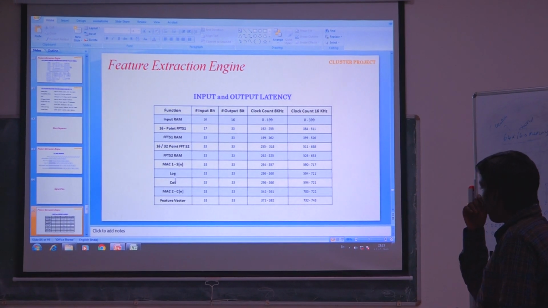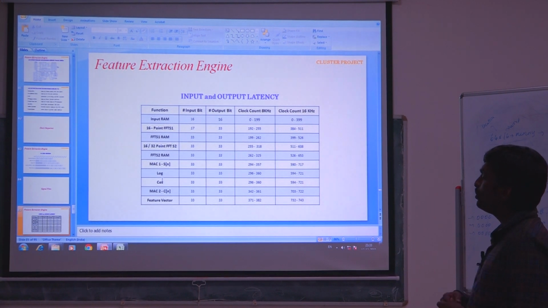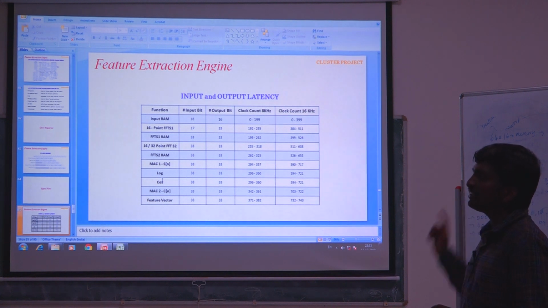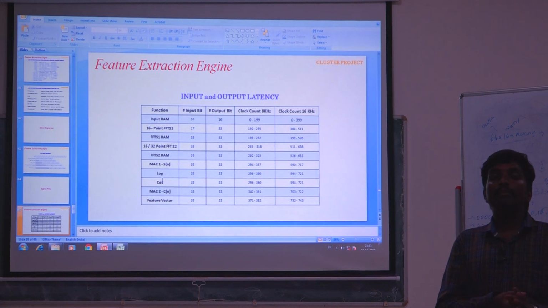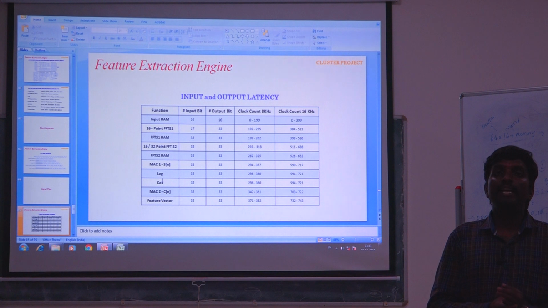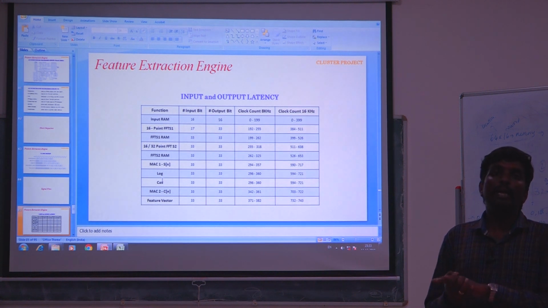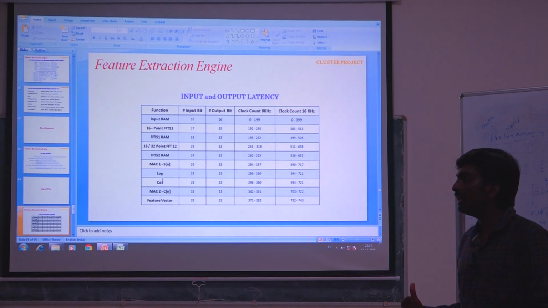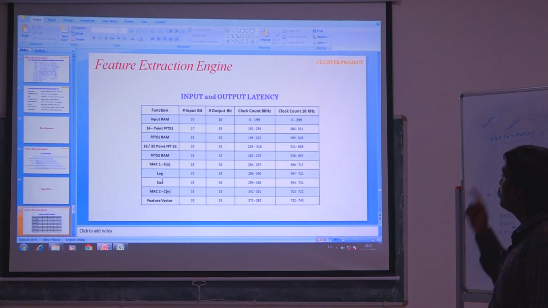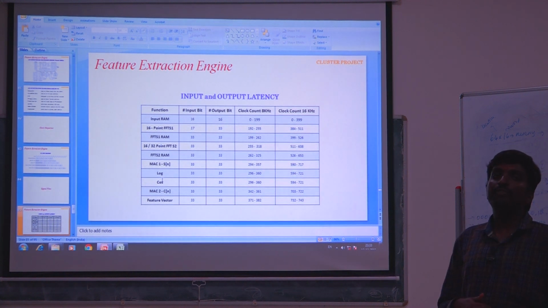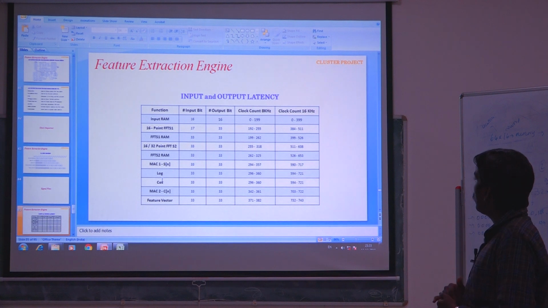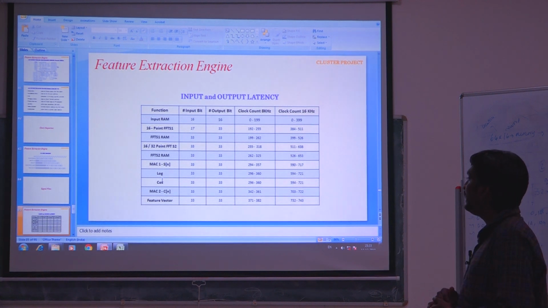Similarly for the clock count: input RAM 0 to 199. This is based on the first frame. When I start writing the first frame, in each and every stage, the clock count at which it starts the operation is what is mentioned here. So for the input RAM 0 to 199, it was the first frame operation. The clock count for 16 kilohertz is 0 to 399.